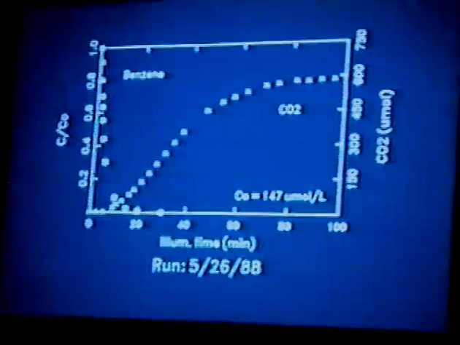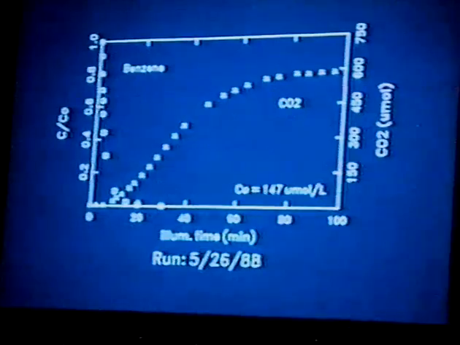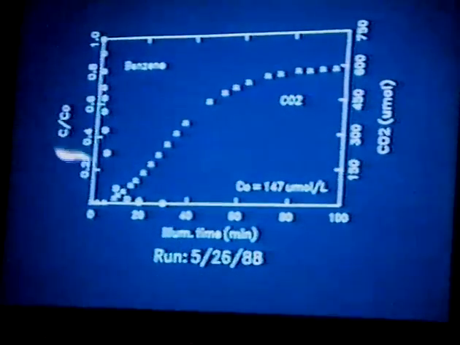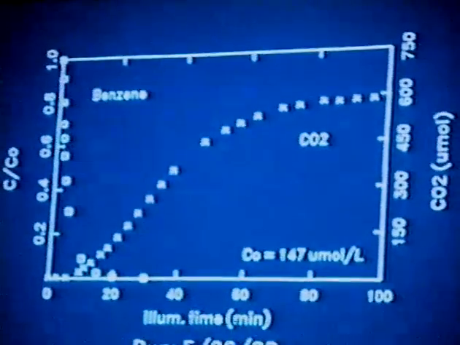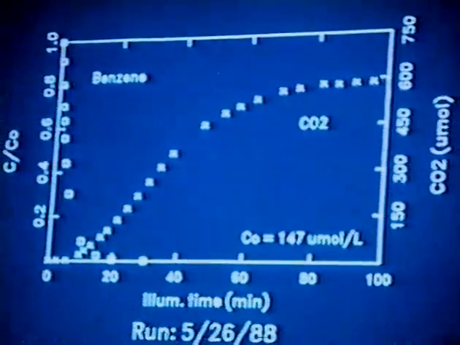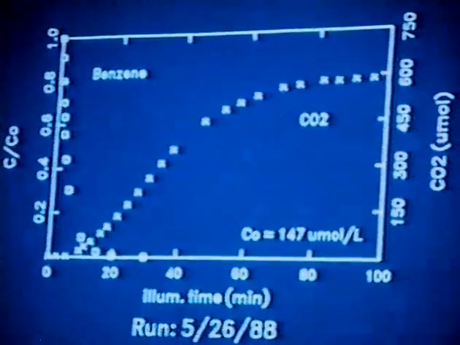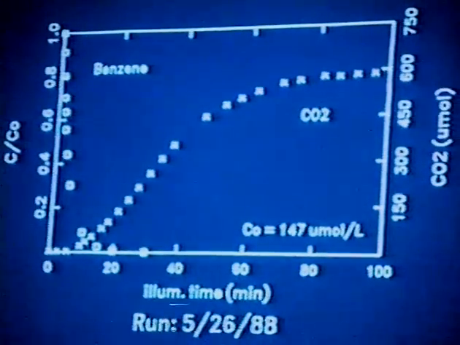On the other hand, when we look at benzene, we again see the rapid decrease in benzene concentration. However, now there's a serious lag time in the evolution of CO2. This was not totally unexpected, since benzene is a much larger, more complicated molecule than perchloroethylene.